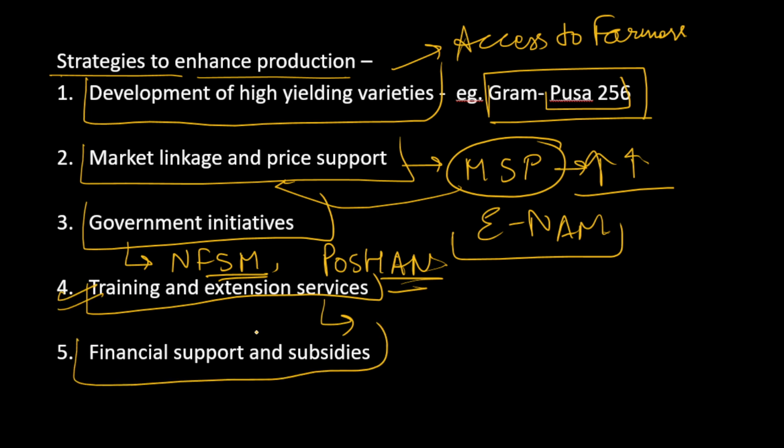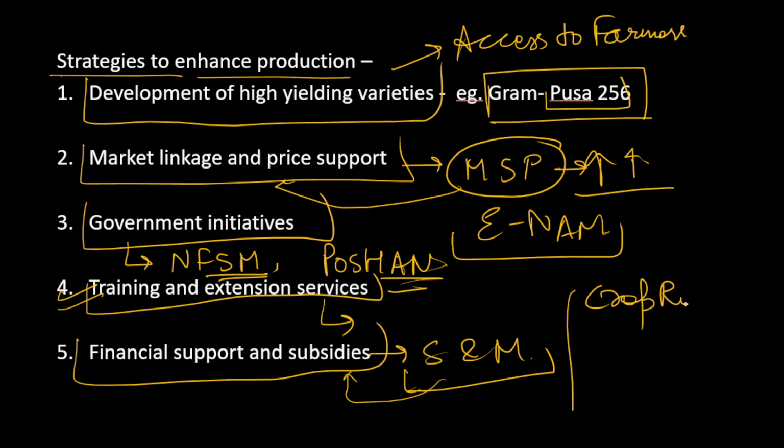Financial support and subsidies should be provided to farmers so that they can grow pulses, especially small and marginal farmers who are generally the ones producing pulses. They should be given subsidies and financial support so that they can produce pulses. Other things can also be done, such as crop rotation with pulses in it. There are various other factors which you can add, but these are some of the good factors which I thought should be included in your answer.